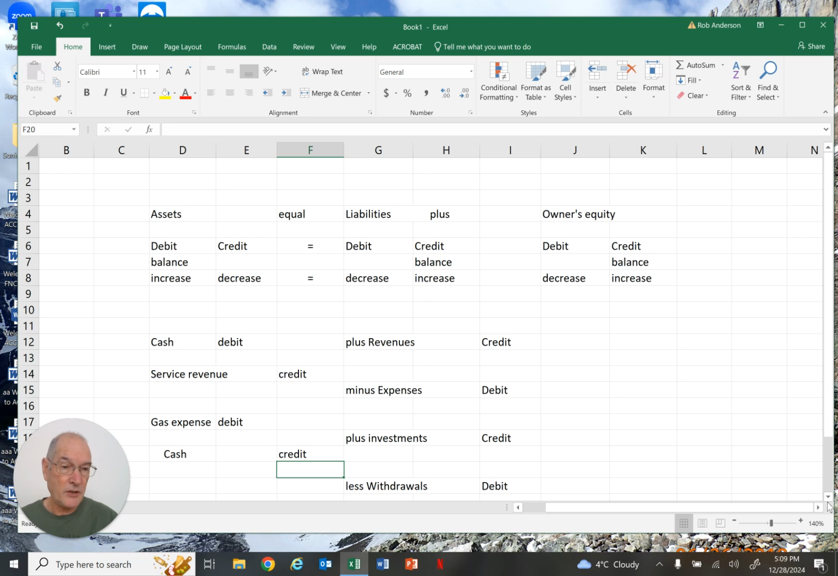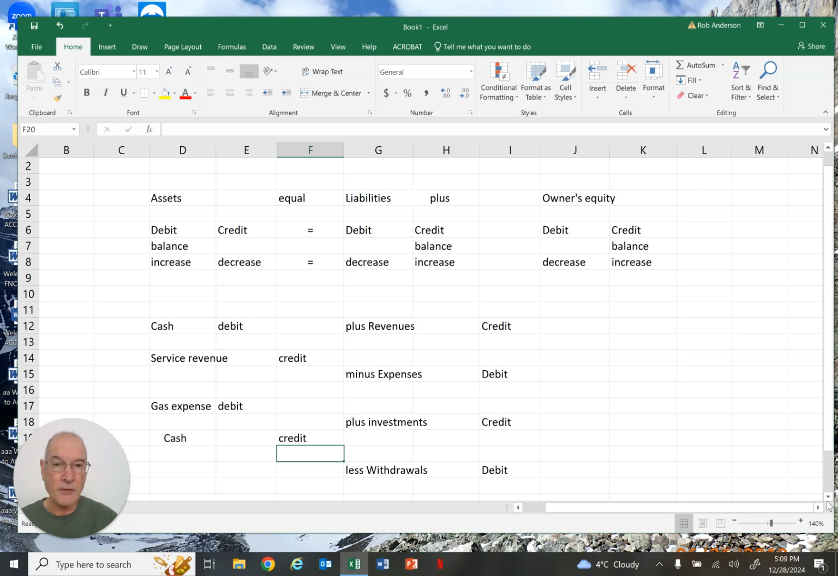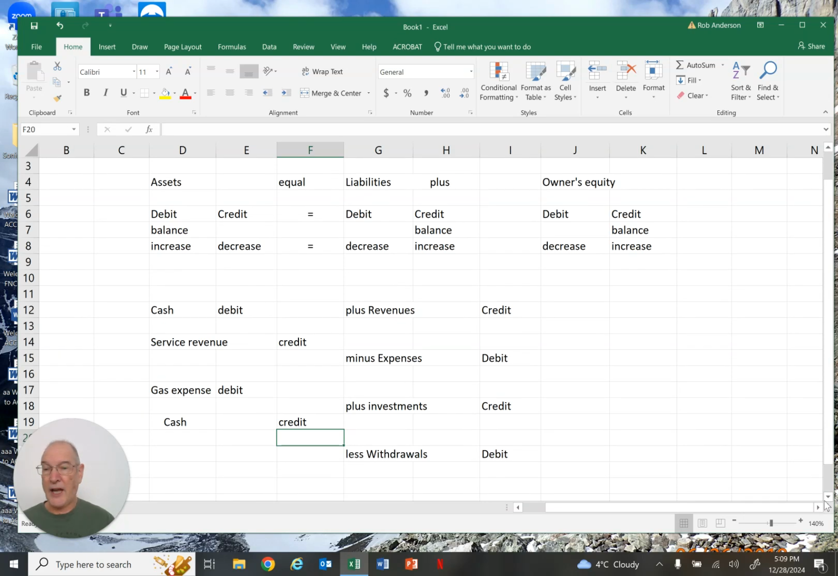Okay, so let's just look at a couple of other little things here. And these are actions of the owner. So let's say the owner invests his or her personal money. Now we did this in the previous video, but we'll look at it again. If the owner invests personal money into the business, then here's cash going up with a debit, and the owner's equity goes up with a credit.